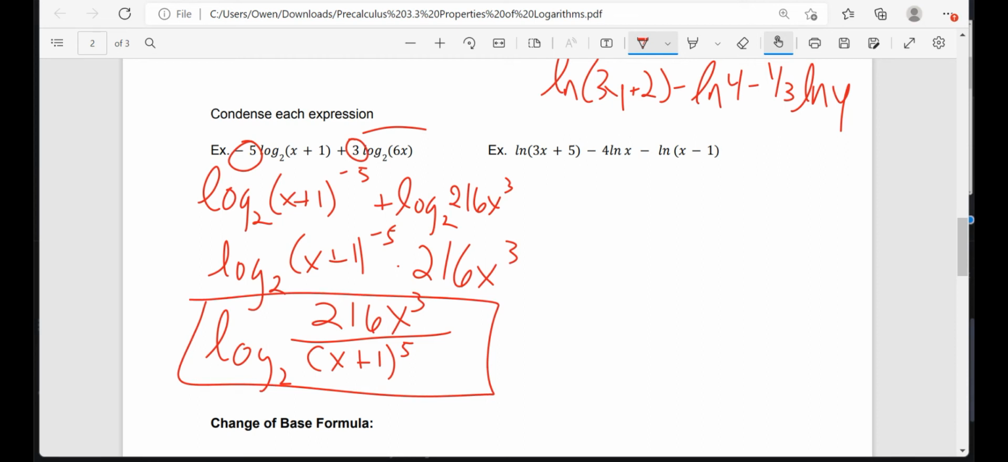Some of you might be trying to cancel out this x to the third and this x. No, you cannot do that because it's x plus 1. If you're adding a value to the x, that's not x. It's x plus 1, and then it's to the fifth power. You can't do that.